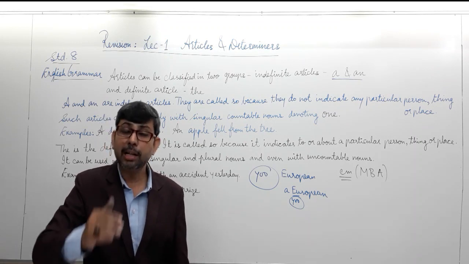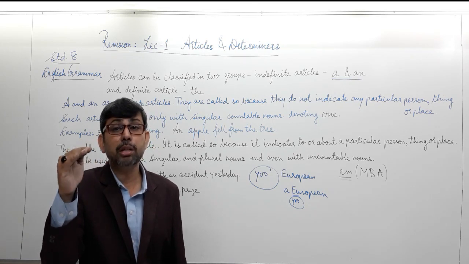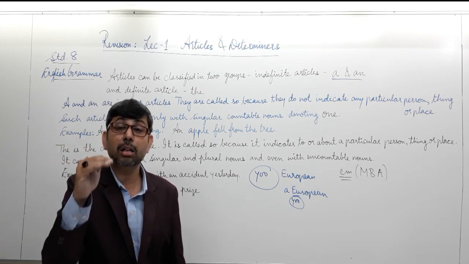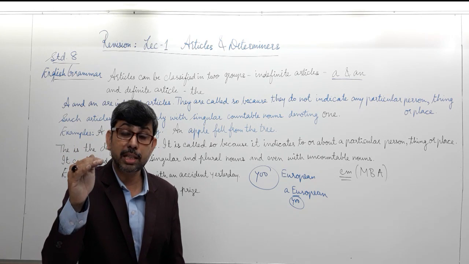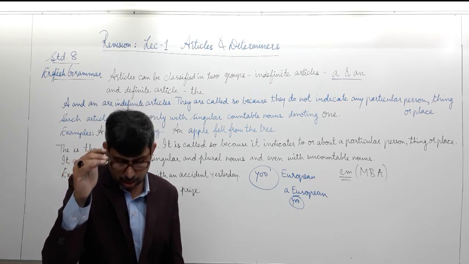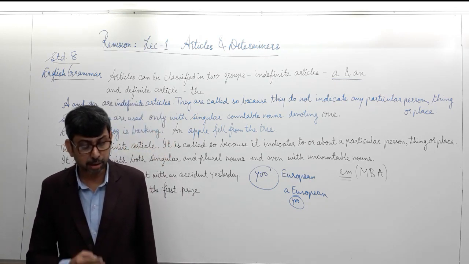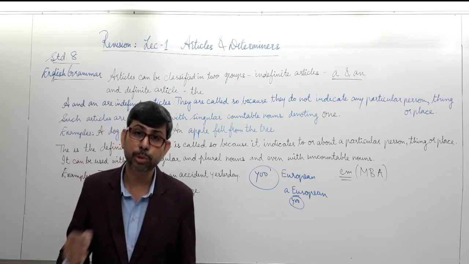Similarly, to show the rank of someone. For example, a general in the army. So I say a general. General is the rank or the position of someone, a designation of a person in the army. So this is how we use the article a or an to show rank, profession, or a community.